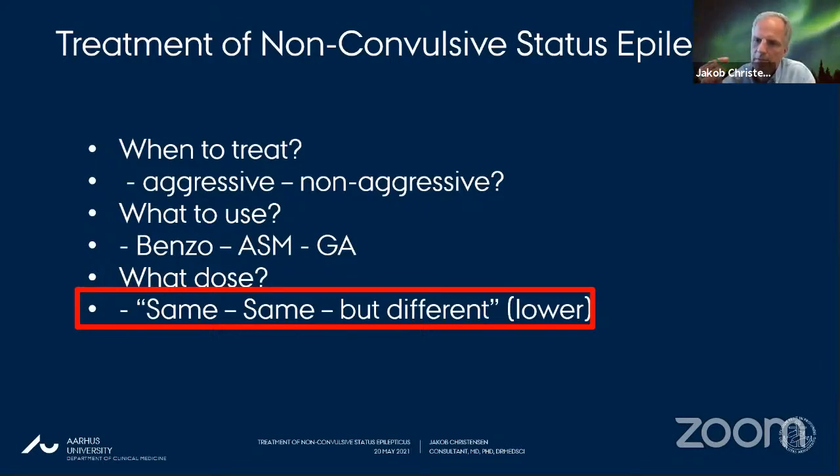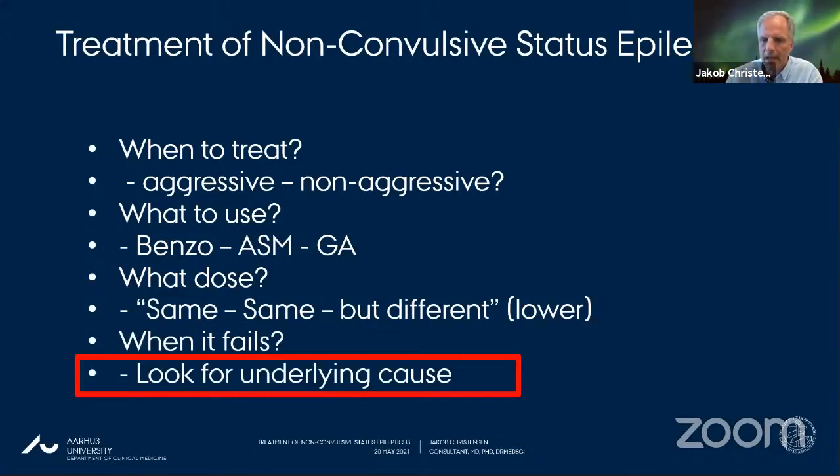Use the drugs that the persons usually use, but use it maybe in a lower dose to make sure that you are not interfering with the assessment of the person with non-convulsive status. And then finally, look for underlying causes. Keep looking for underlying causes. And this is when you think you're done and you've tried everything, that is where you go into experimental treatment. We touched upon corticosteroids and other ways of treating non-convulsive status. But that's when you're beyond the point of looking for underlying causes.